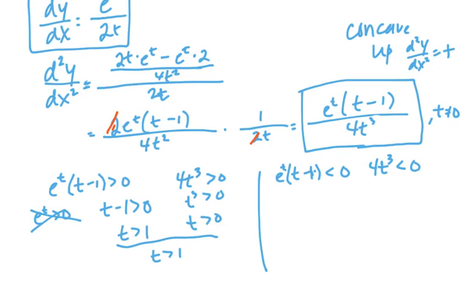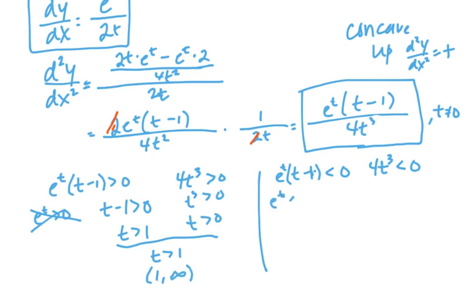So that's our first set of concavity, when t is greater than 1, because it satisfies both of those inequalities at the same time. So first of all, we have t is greater than 1, or 1 to infinity. And now let's look at this side.